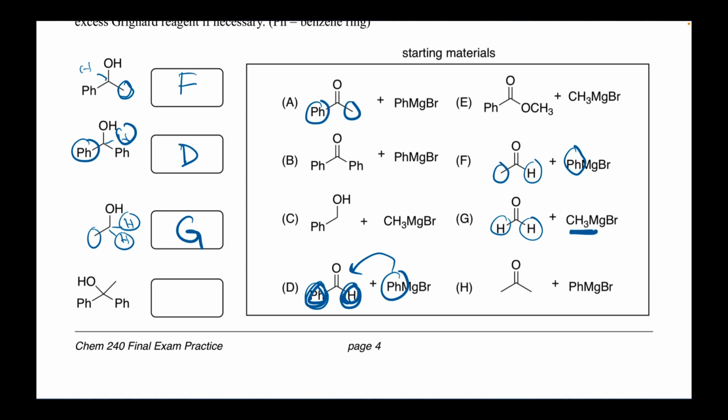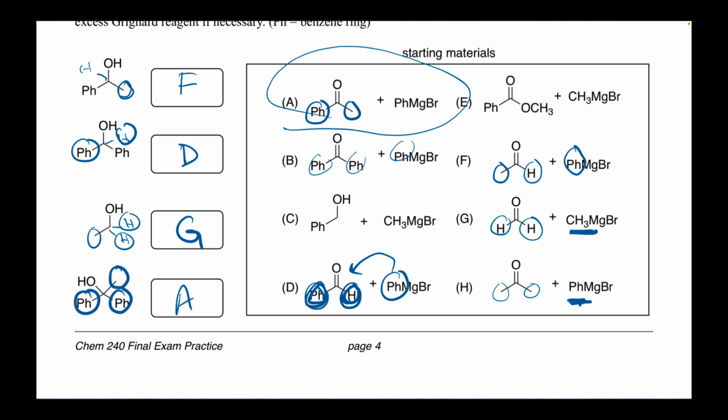And the last one has 2 phenyl groups and a methyl group. So one of those, either a phenyl magnesium bromide, or CH3 magnesium bromide needs to be added. So H would have a phenyl magnesium bromide, but two CH3 groups. So we don't have that. We have 2 pH groups. So that would end up with 3 phenyl groups. It would be A, right? Has to be A is the only one that would give that product.